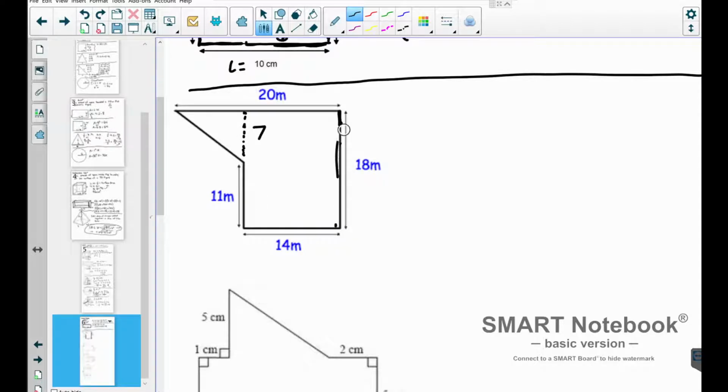Now we have some more information that helps us. So let's go ahead and try to get our perimeter. We have perimeter is equal to, well, we have this 14 plus 18 plus 20 plus, well, we don't have this side length right here. This side length we do need.